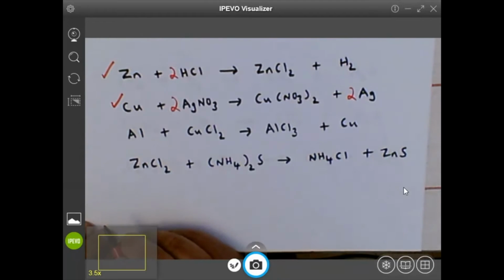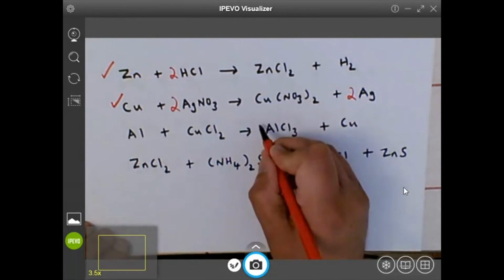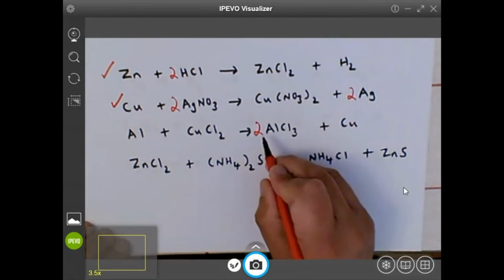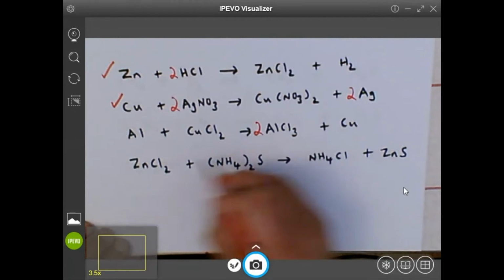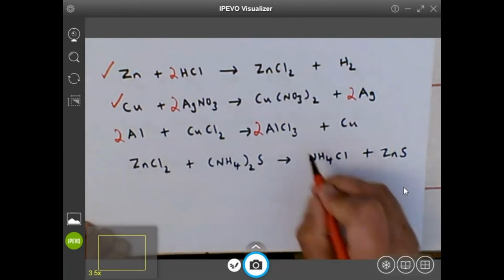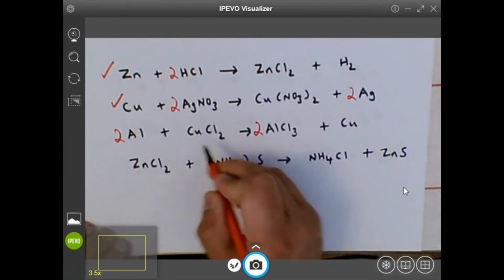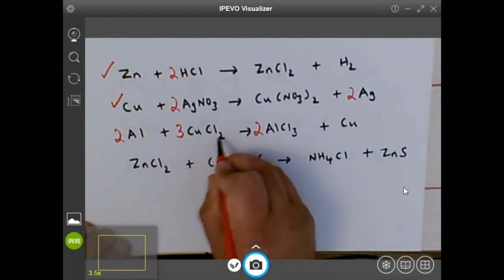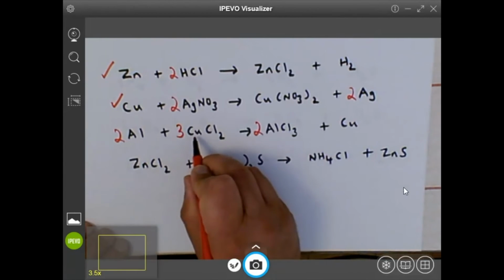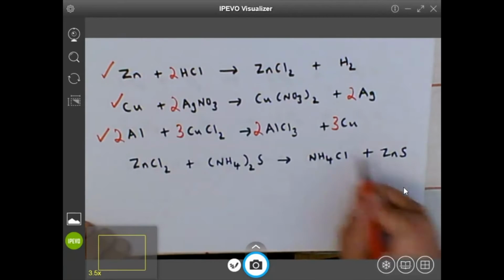Let's look at this one down here. So you might think, okay, again, we're in that scenario. I've got an odd number. Let's make it even. Let's put 2 there. So 2 3s are 6. So that's a nice balanced number there. I've got 2 Als there. Let's put a 2 there. Now if I've got 2 3s are 6 chlorines here, I need 6 chlorines here. So let me put a 3 there. So 3 2s are 6 chlorines there. I've got now 3 coppers there. And that is balanced.